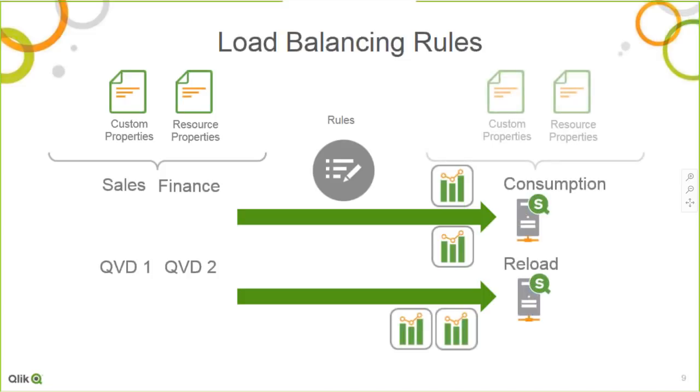So same principle here. We have custom properties, resource properties on the apps, and we have custom properties and resource properties on the servers. These principles will also apply to the new multi-node architecture. There are going to be distribution rules in that product to be able to define where to send things. So this principle is going to get more and more important in the product.